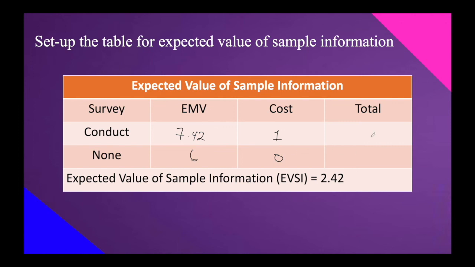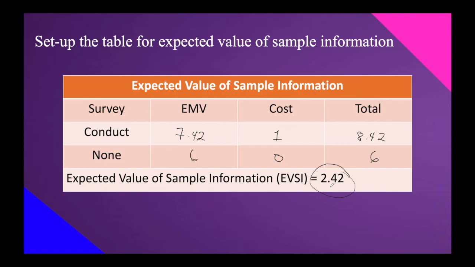Okay? Now, the total is 7.42 plus 1, dahil ayun yung cost eh. Diba? 7.42 plus 1. This is 8.42. Now, sa none naman, 6 plus 0. Basically, this is 6. Meaning to say, guys, 8.42 minus 6, that is 2.42. Ayun po yung tinatawag natin na expected value of sample information. The difference if we conduct the survey and if we don't conduct the survey. Now, EVSI, or this is $2,420.